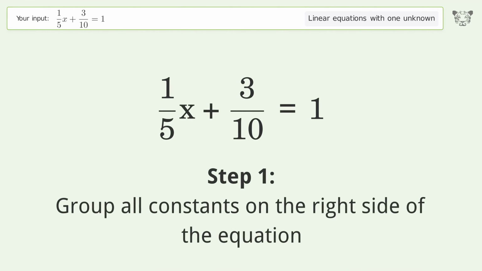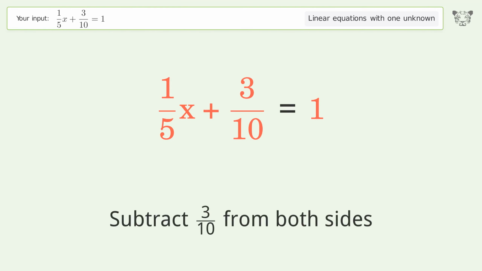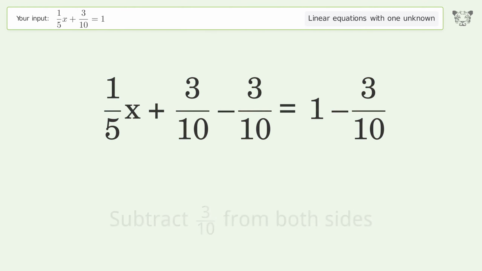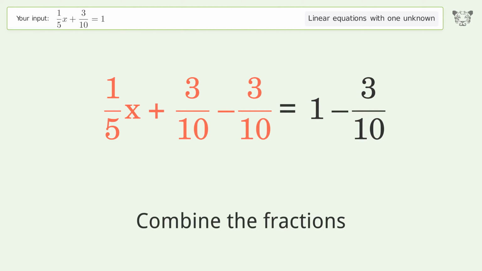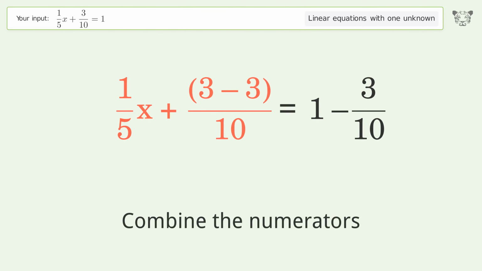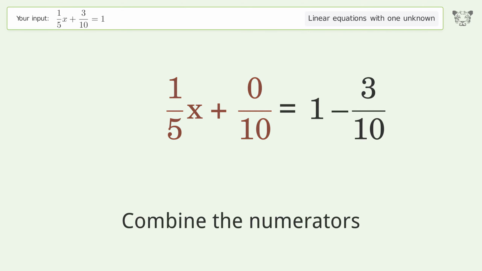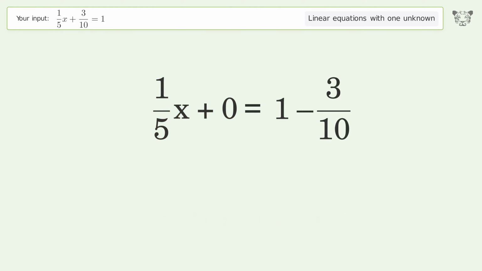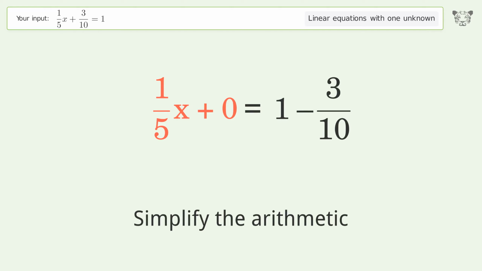Group all constants on the right side of the equation. Subtract 3/10 from both sides. Combine the fractions. Combine the numerators. Reduce the zero numerator. Simplify the arithmetic.